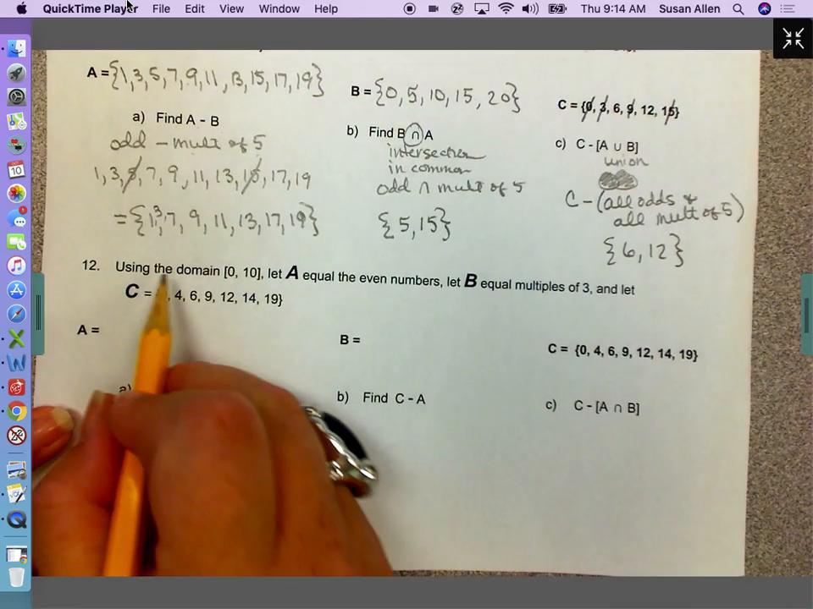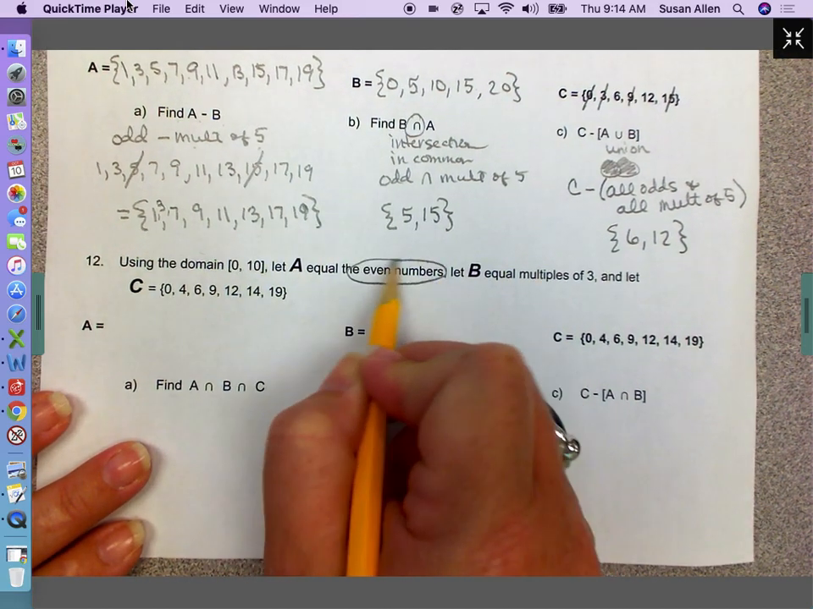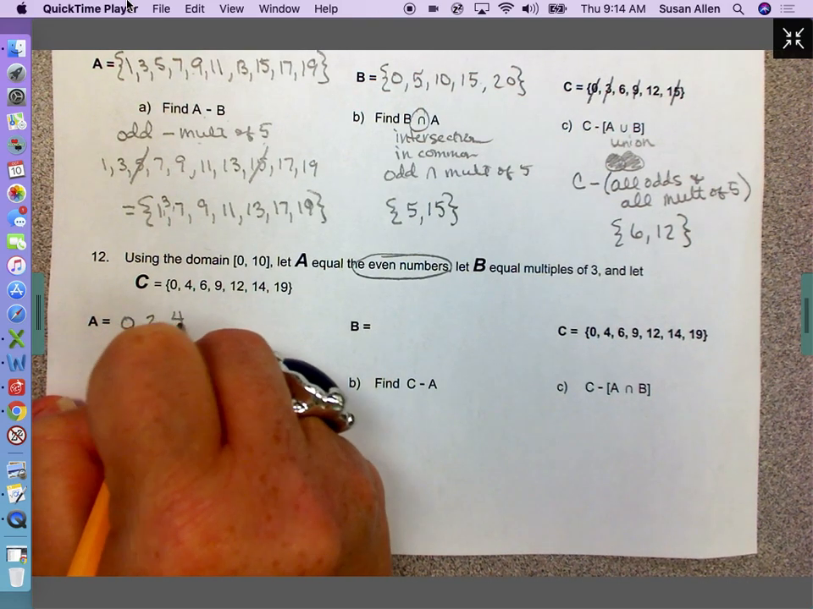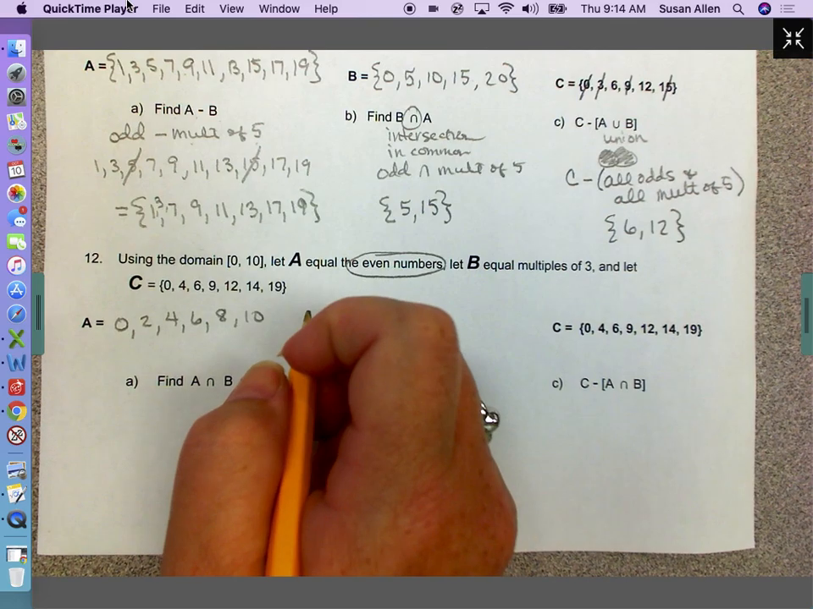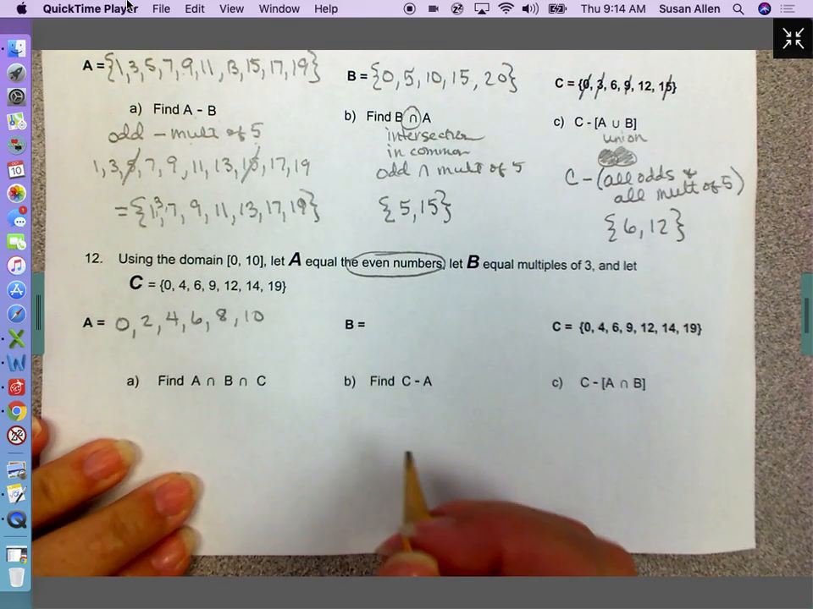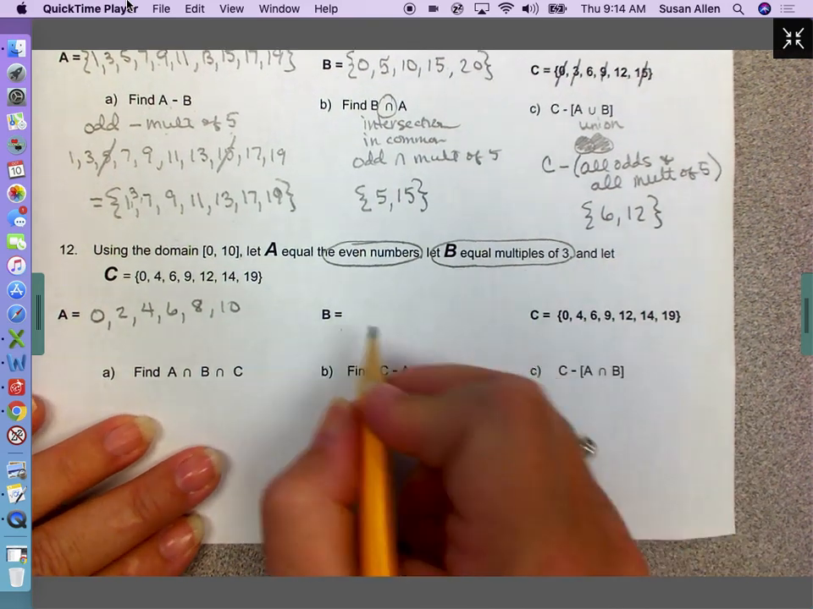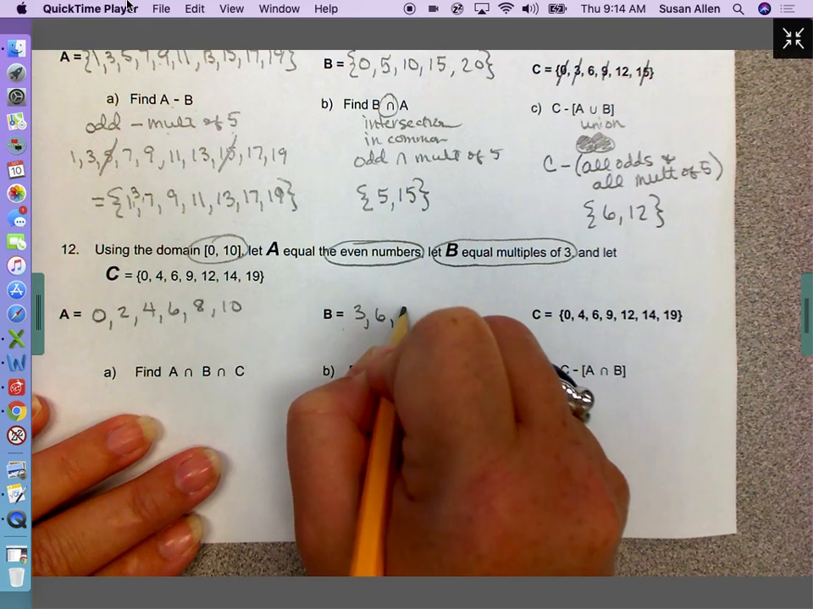Last one, using the domain from 0 to 10. So we have less numbers we're working with. Set A will be all even numbers. So 0, 2, 4, 6, 8, or 10. Set B is going to be all multiples of 3 from 0 to 10. So only 3, 6, and 9.